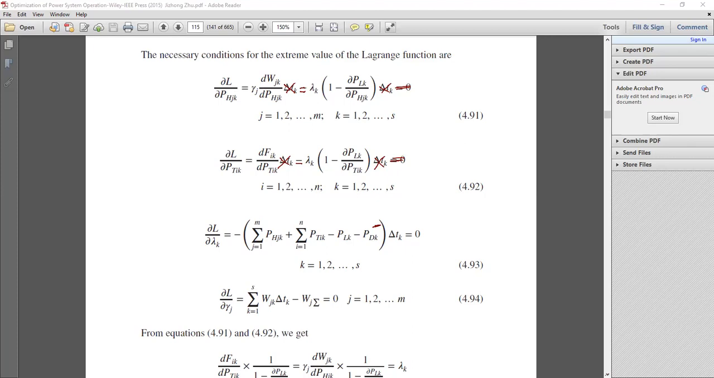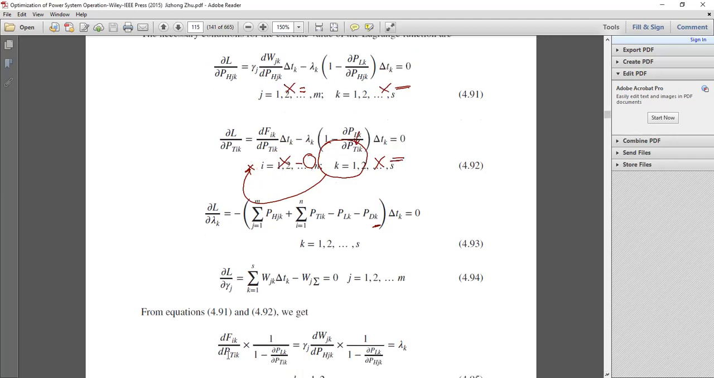So we'll be having, let's say, dFik by dPtik. This is here. And what we can do, for further simplification, we can keep lambda k here. And this whole thing, we can take to the other side, and we can multiply it by simply 1 upon the whole thing here. So this is what is actually done here. So dFik by dPtik multiplied by 1 upon 1 minus the whole thing here equals gamma j.